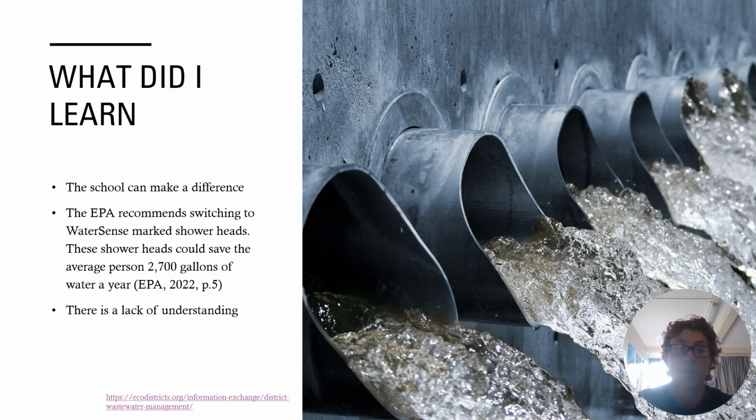So what did I learn? What I learned is that it's easy to make a difference, especially in your water usage. The Environmental Protection Agency, again, recommends switching to WaterSense marked shower heads, and these could save the average person 2,700 gallons of water a year, which is a crazy amount. And if we transfer this to the university level, and all the university showers use these shower heads, it would add up and really make a difference in how quickly water is draining from our wells and our aquifers.